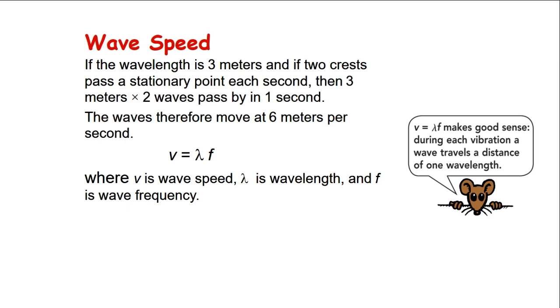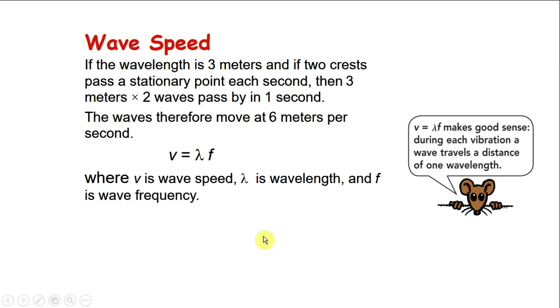Let's read what is written here. It says that if the wavelength of a wave is 3 meters and if 2 crests pass a point each second, what is the speed of this wave? Well, here in this example, we have 2 complete waves passing a point each second. Now, one wave is 3 meters of length, two waves are 6 meters. So the distance is 6 meters. In 1 second, they are passing a point. So this means the speed is 6 meters per second.